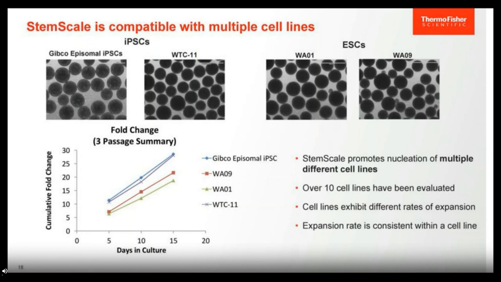If you look on the graph on the bottom left, you can see the expansion potential of all 4 cell lines. All of them are showing consistent growth over 3 consecutive passages. But what I want to point out is that the fold change, the expansion potential of each cell line in suspension, will be different, depending on how easily the cells form spheroids. So for the Gibco episomal iPSCs and the WTC11 cells, they tend to form spheroids easily, so they have a much higher fold change compared to the WAO9 or the WAO1 cells, which have more difficulty nucleating and forming spheroids, and so they will have a lower fold change as a result.